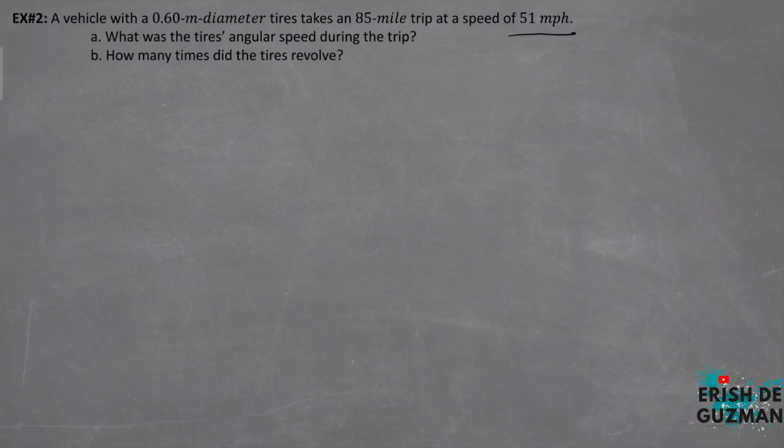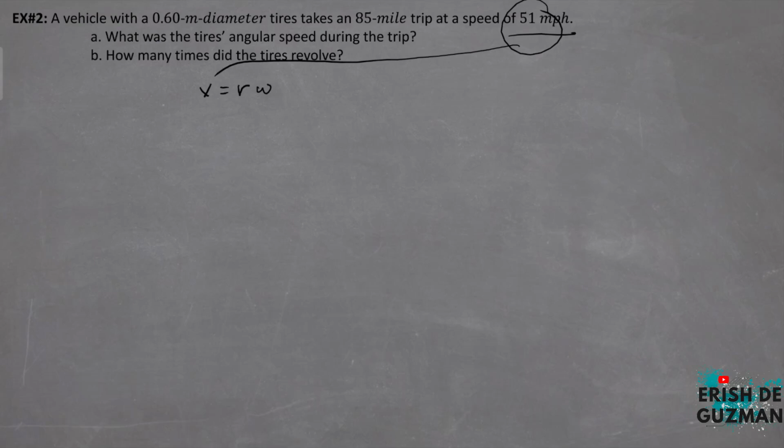Ang gagamitin natin na relationship is yung linear velocity equals the radius times the angular velocity. And because the center of the wheel turns on a fixed point, yung speed na linear of the wheel center is the same as that of the car. Ito rin yung linear speed na gagamitin natin. Parang ganun sa problem natin kanina.